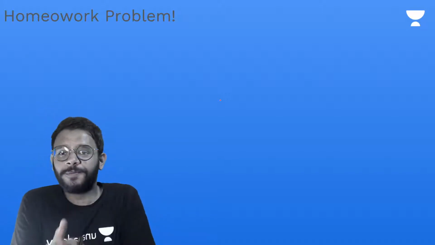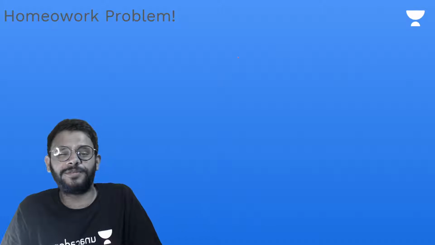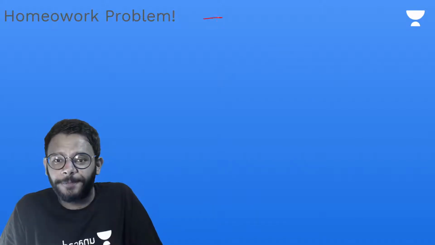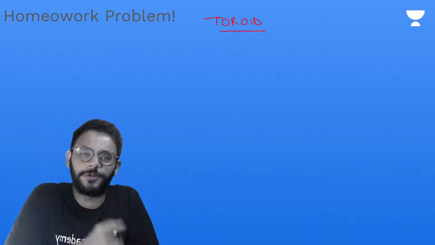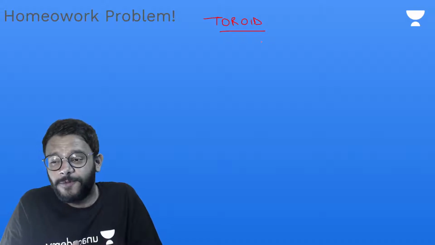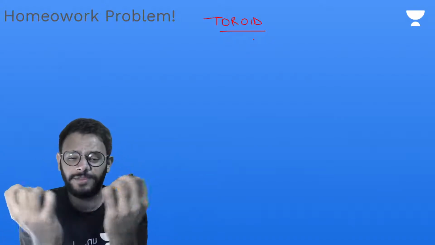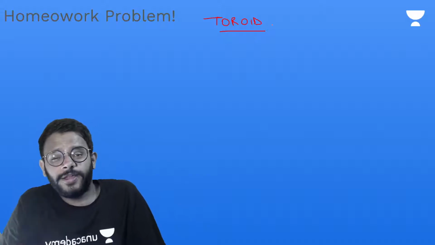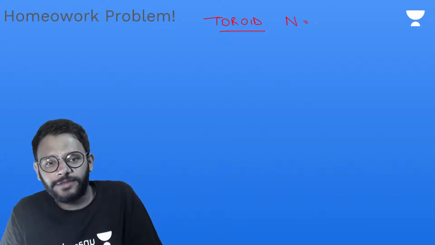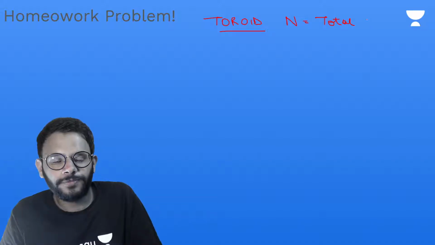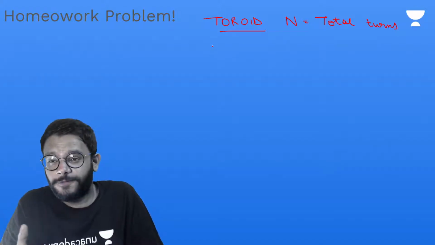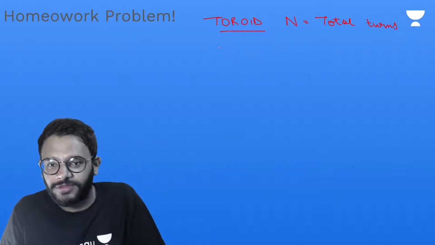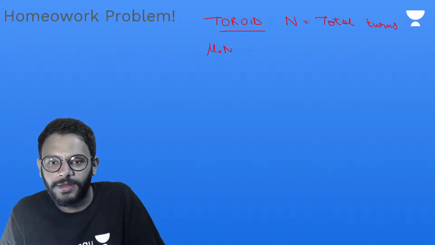Now the homework problem. What was the homework problem? I gave you a simple problem about a toroid. Again, one more application and one more relation between the toroid and the solenoid, which was obvious because they are pretty much the same thing but in a different shape. The toroid has capital N as the total turns, and I told you that the magnetic field because of all the turns inside a toroid comes out to be μ₀ N I upon 2πr.